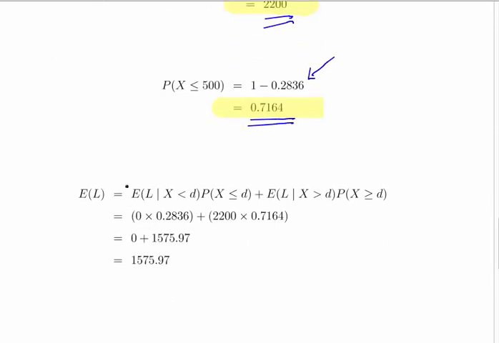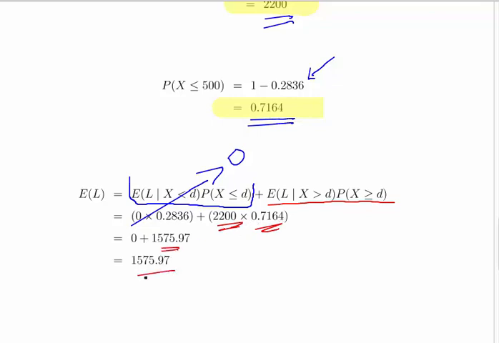So basically we have two scenarios. The cost of the claim is less than the deductible, and that just goes to 0. And in this instance, it's the expected value of loss given that it's greater than the deductible. That's 2,200 times 0.7164, and that is 1,575.97, give or take a bit of rounding error. That's how much for each person insured. That is how much we expect to lose on all of the claims.